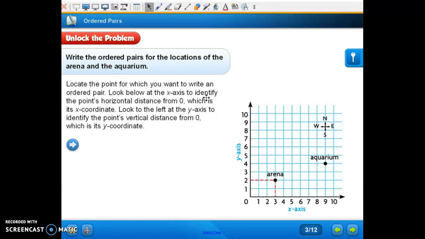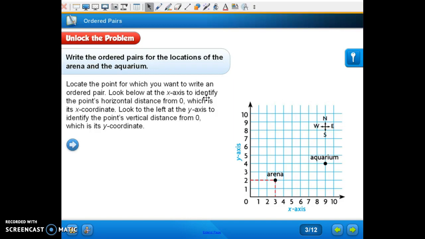Locating a point on a coordinate grid is similar to describing directions using north, south, and east and west. The horizontal line on the grid is the x-axis. That's the one that goes across your paper. The vertical line on the grid is the y-axis. That's the up and down axis. Each point on the coordinate grid can be described by an ordered pair of numbers.